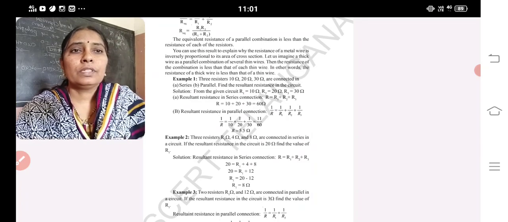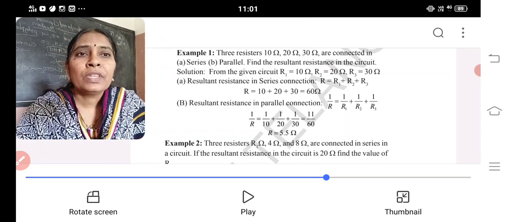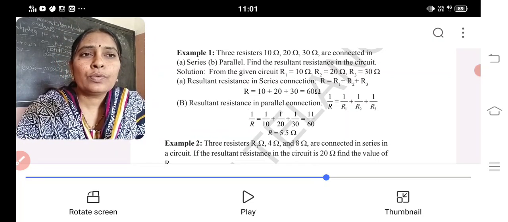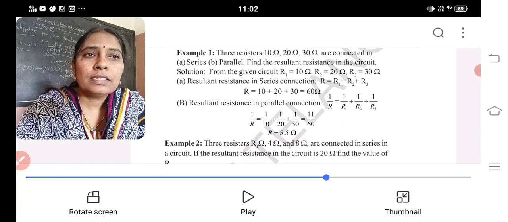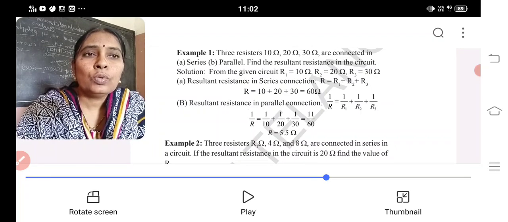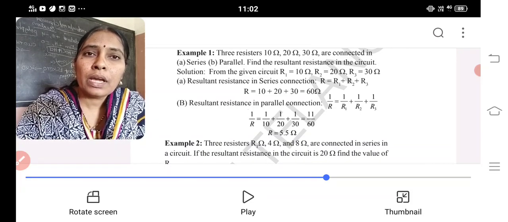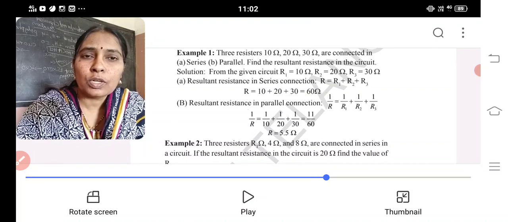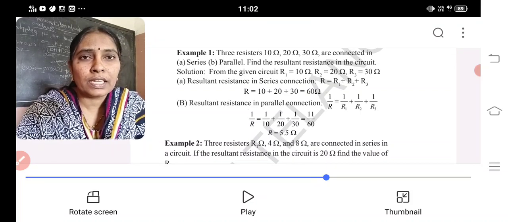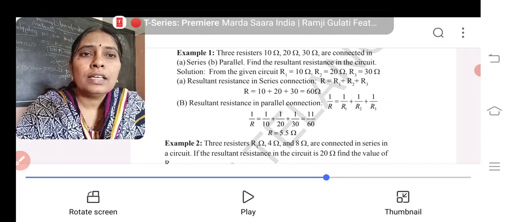Now comes the problems given on that. Already solved problems are given. Three resistors, 10 ohms, 20 ohms, 30 ohms, are connected in series and parallel. Find the resultant resistance in the circuit. The three resistors R1, R2, R3 are given. You have to find the equivalent resistance R1 plus R2 plus R3 in series connection, and 1 by R equals 1 by R1 plus 1 by R2 plus 1 by R3 in parallel connection.